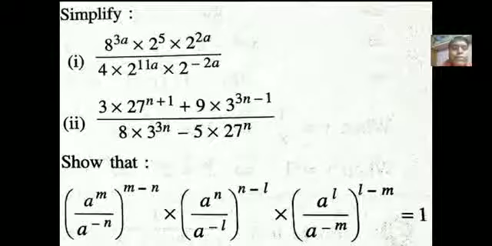Next question for you, a to the power m by a to the power minus n, power m minus n, into a to the power n by a to the power minus l, power n minus l, into a to the power l by a to the power minus m, power l minus m, is equal to 1. This we have to show.